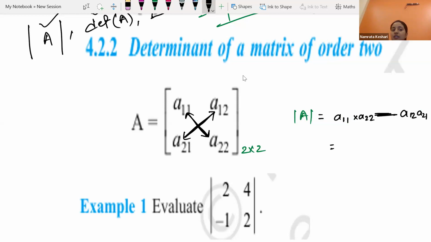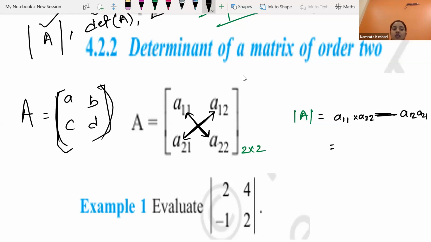So if you have a matrix like this, this is A, this is B, this is C, this is D. Basically, we represent a matrix by this bracket or maybe by a rectangular bracket as well. So for finding the determinant, we will take the multiplication of A with D and then B with C.